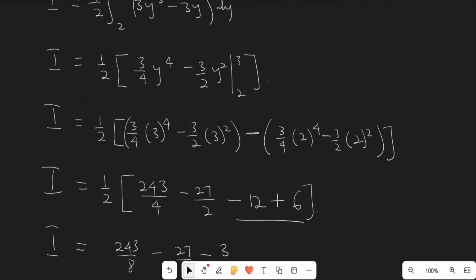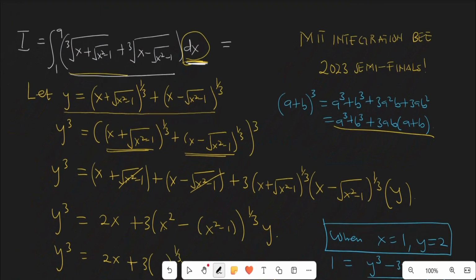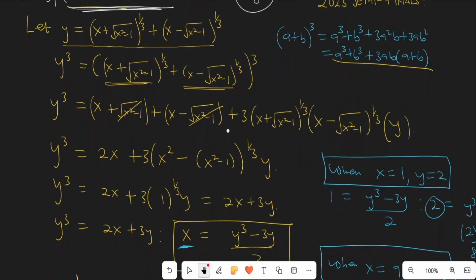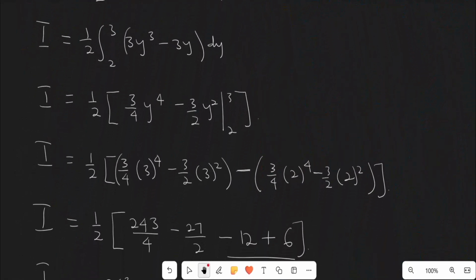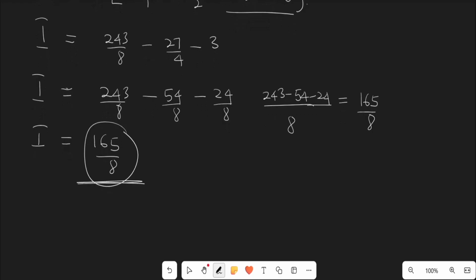So if we integrate this one, that is going to simplify to 165 over 8. So remember, if you have this kind of integral, which is very difficult, you just let y be equal to this. You try to expand it and then find an expression for dx in terms of y. Try to change the limits of integration from x into y, and then the integral will become very trivial for you to integrate. And performing that leads to 165 over 8, which agrees with the answer that MIT gave.